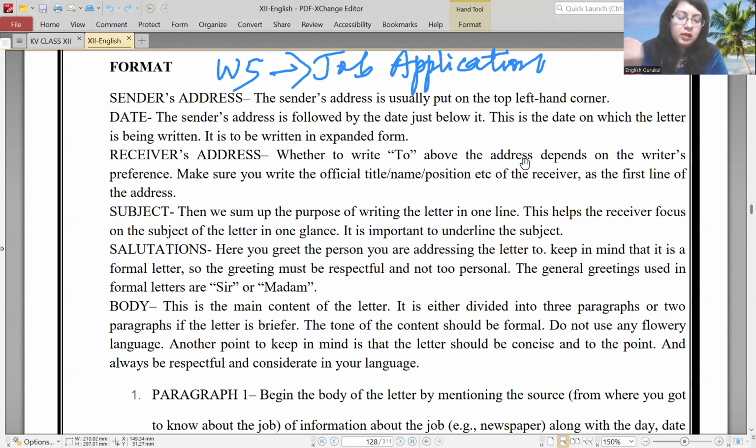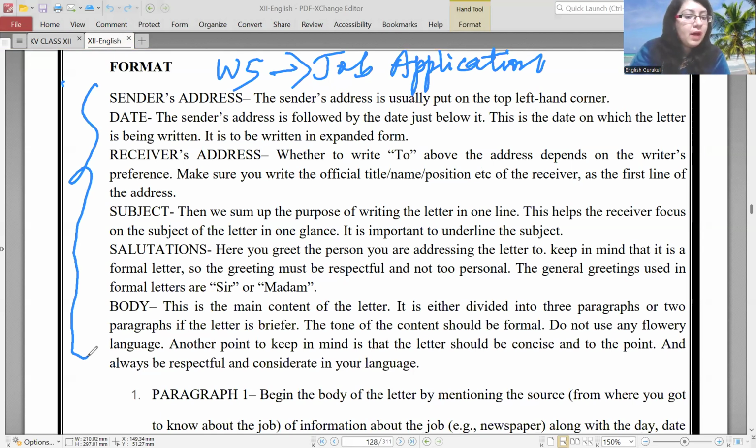So you have done letter to the editor, you have done various letters, right? So in each and every formal letter, we get to see that there is sender's address, there's date, there's receiver's address, then there's subject, then salutation is there, and then the body is there, right? This is the format. If we talk about any letter, this is how the format goes, right?